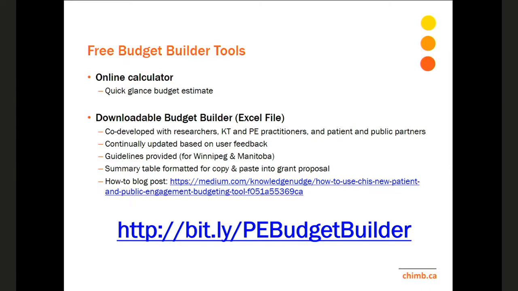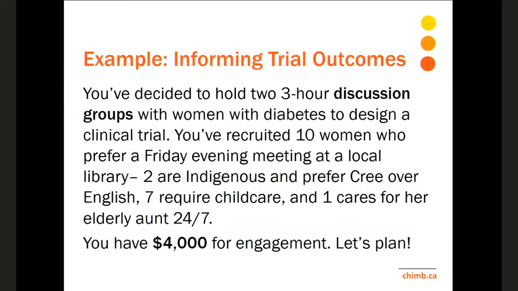So I think what I would like to do then is do a quick example with the budgeting tool. Just bear with me, this example is totally made up. You decided to hold 2 3-hour discussion groups with women with diabetes. You're going to design a clinical trial together. You've talked to the community, some community orgs, some local organizations, and recruited 10 women who prefer a Friday evening meeting at a local library. 2 are Indigenous and prefer Cree, 7 require childcare, and 1 takes care of her aunt 24/7. And because you got a prep award, you have $4,000 to do engagement. So we're going to go ahead and plan that.